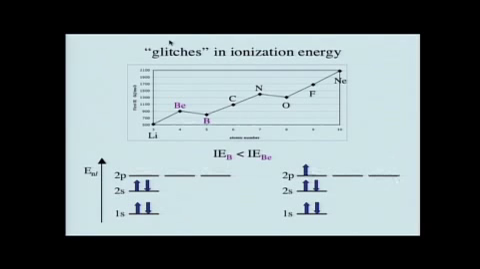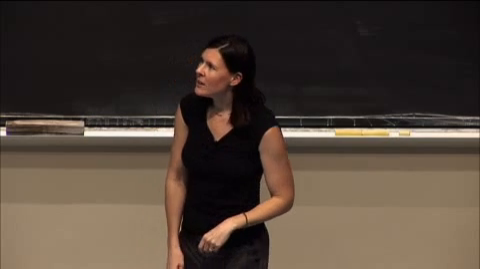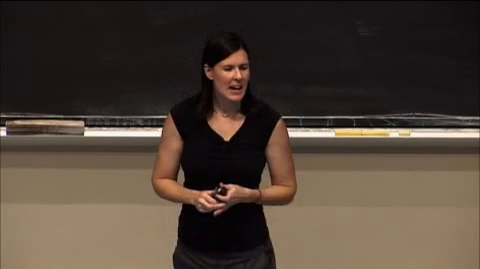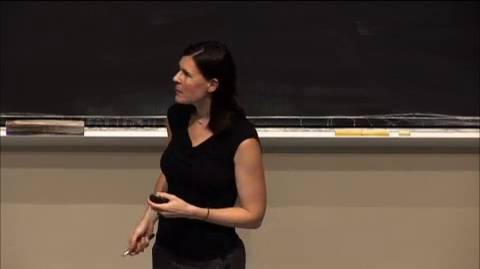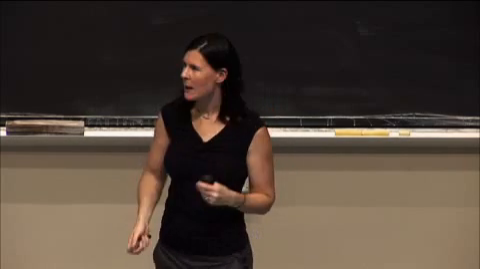And the glitch that doesn't make sense just through periodic trends is that it turns out that the ionization energy of boron is actually less than the ionization energy of beryllium. So I put the electron configurations and actually drew it on an energy diagram here so we can think about why this might be happening.